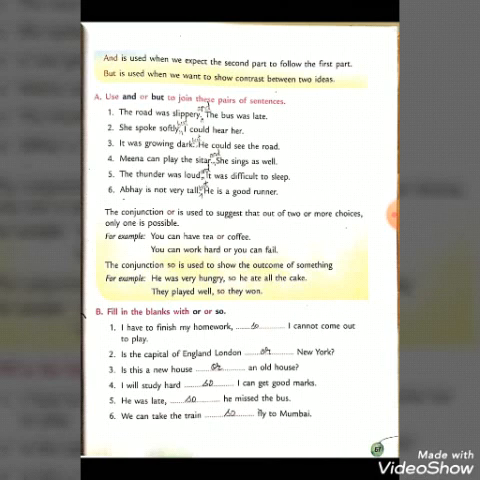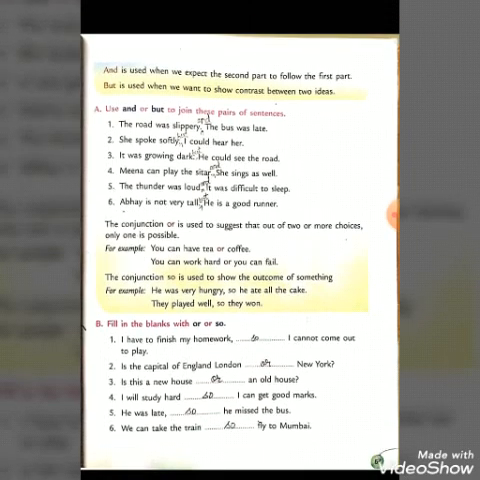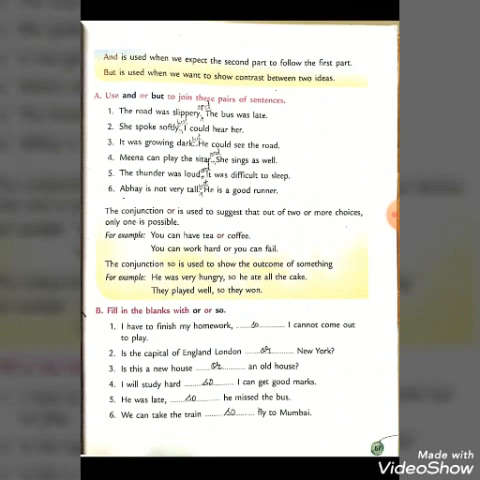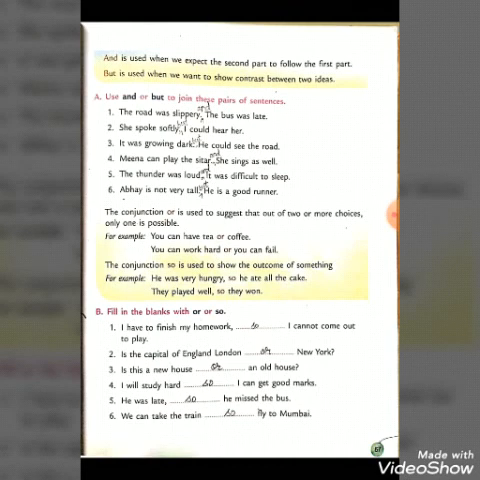Now the next example: they played well, so they won. Here the conjunction "so" is used. You know that the conjunction "so" is used to show the outcome of something. Now we are going to do our next exercise: fill in the blanks with "or" or "so".